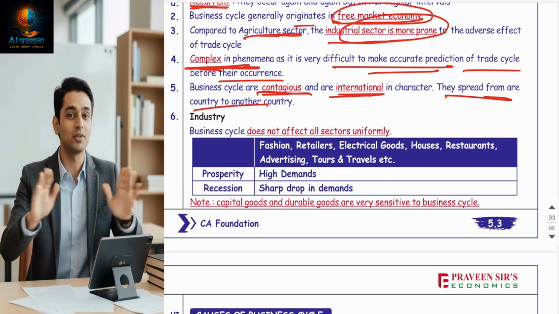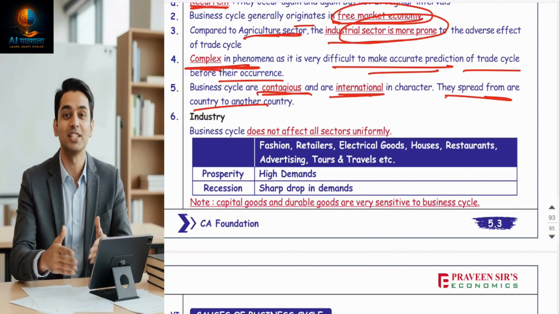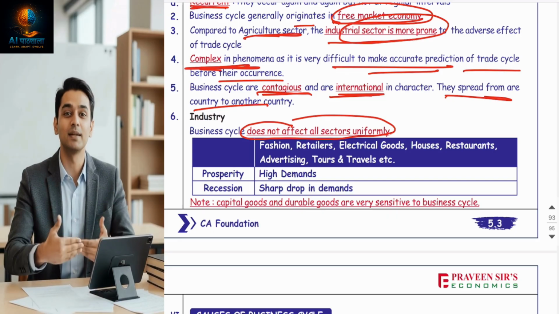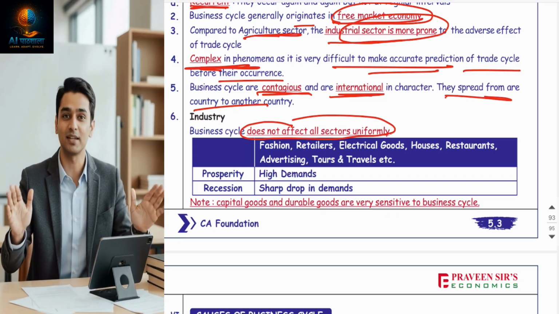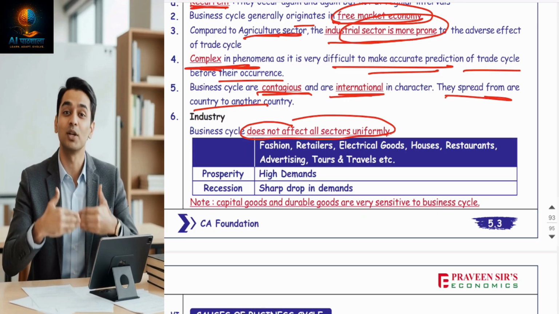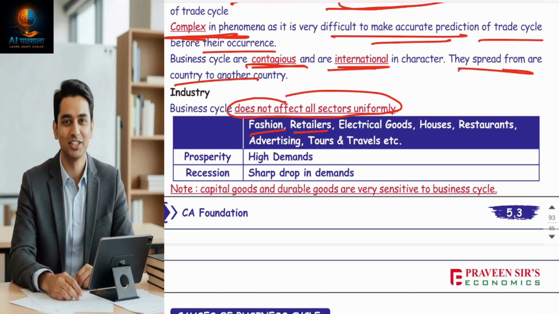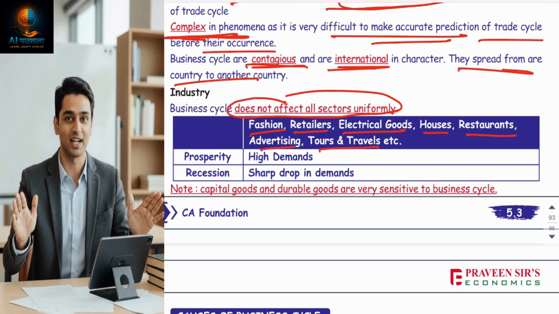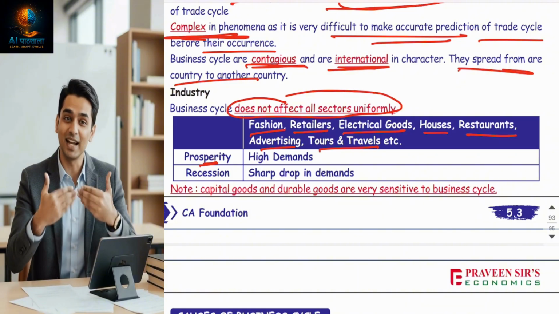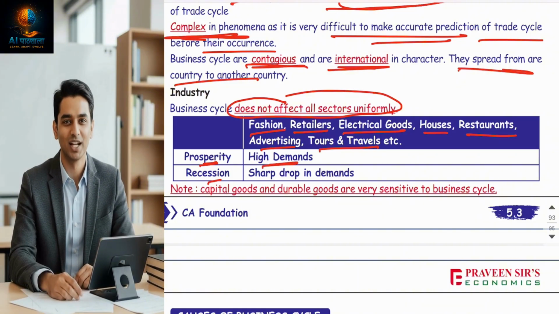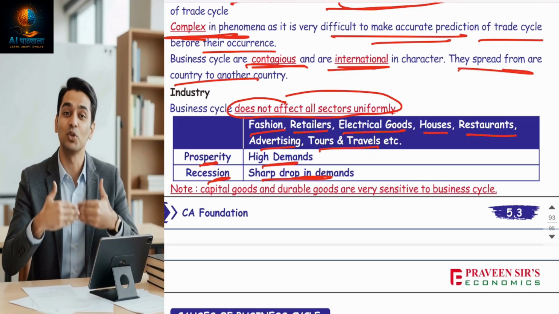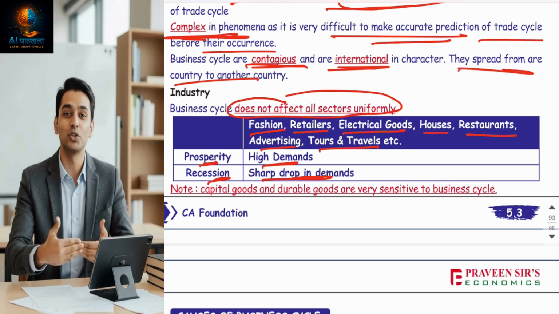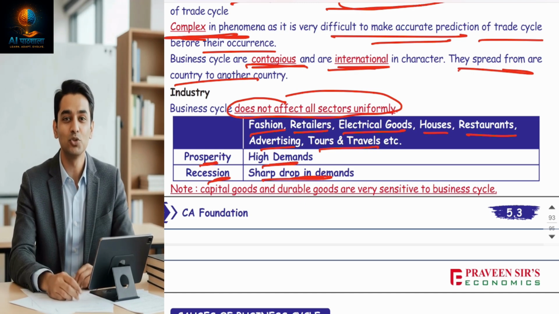Yes, guys, the sixth point. The business cycle does not affect all sectors uniformly. Some sectors are more seriously affected, and some sectors are affected very little. For example, fashion, retailers, electrical goods, houses, restaurants, advertisement, tours and travel. These are all luxury goods. In prosperity, they are in high demand, but in recession, they have a sharp drop in demand. So all industries are not affected uniformly. Some are severely affected, some are very little affected.